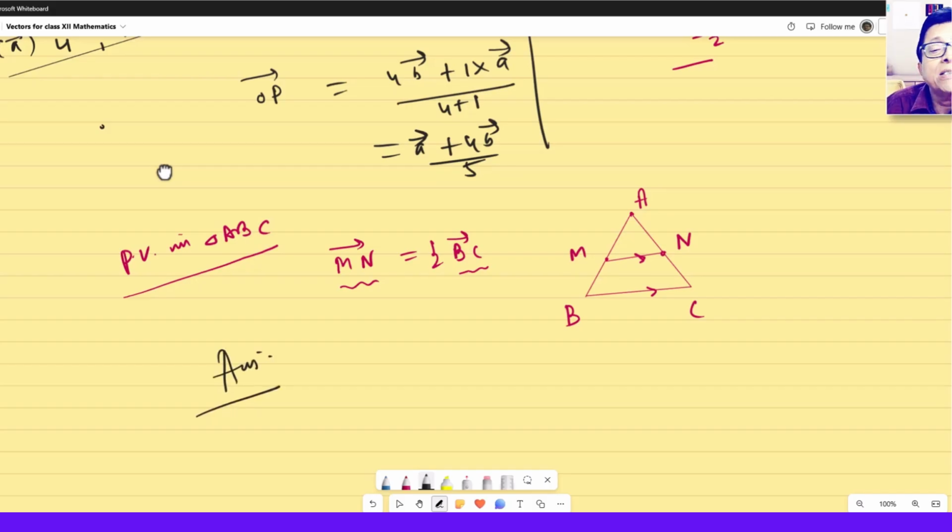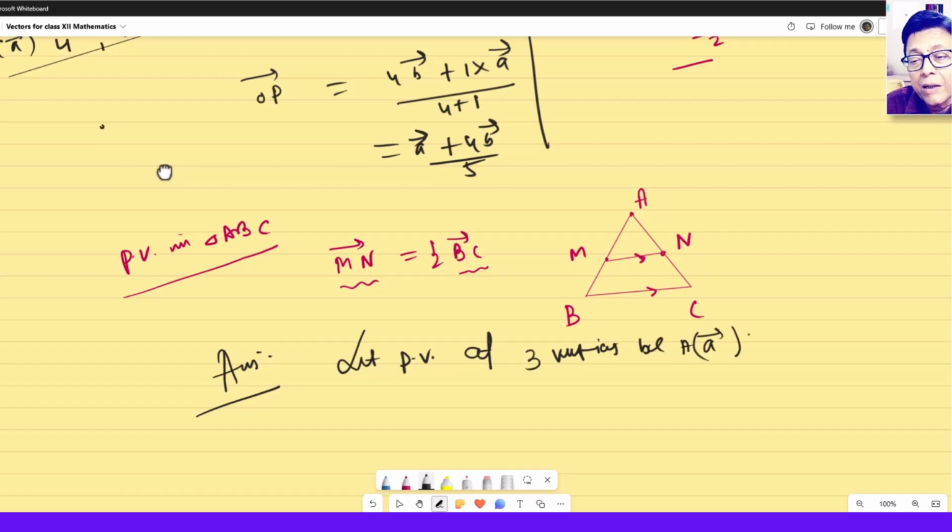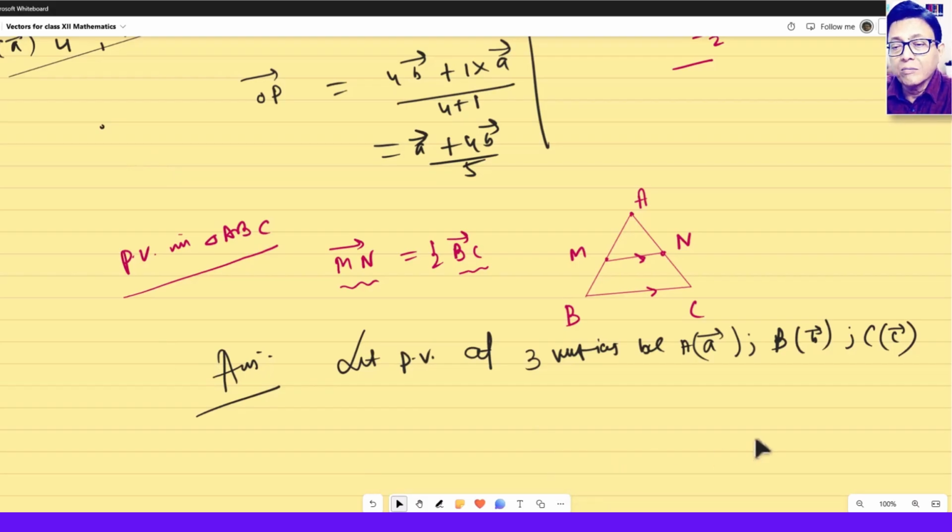For proving this, we take, let position vectors of three vertices be A. B has position vector B and C has position vector C. It means there is origin, from origin to A if you join A vector, B if you join B, and C. I am not going to show you the origin even. But proof can be done. See how to do it.